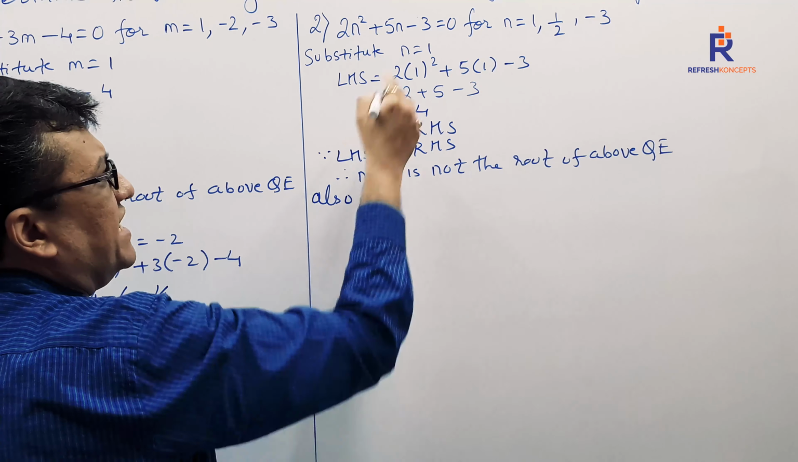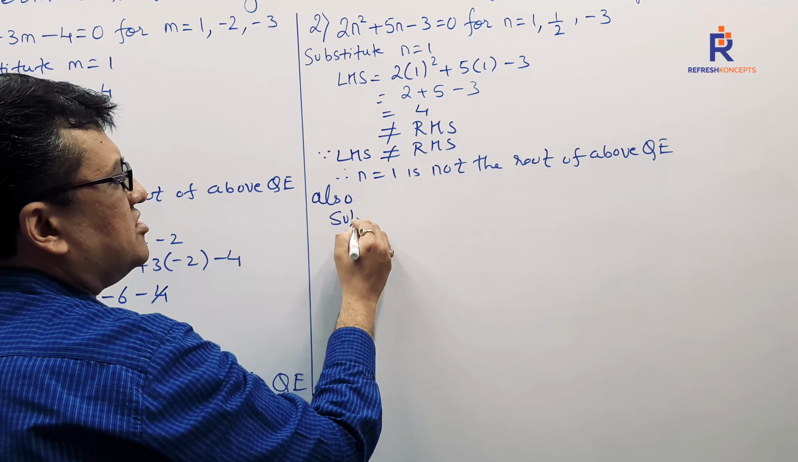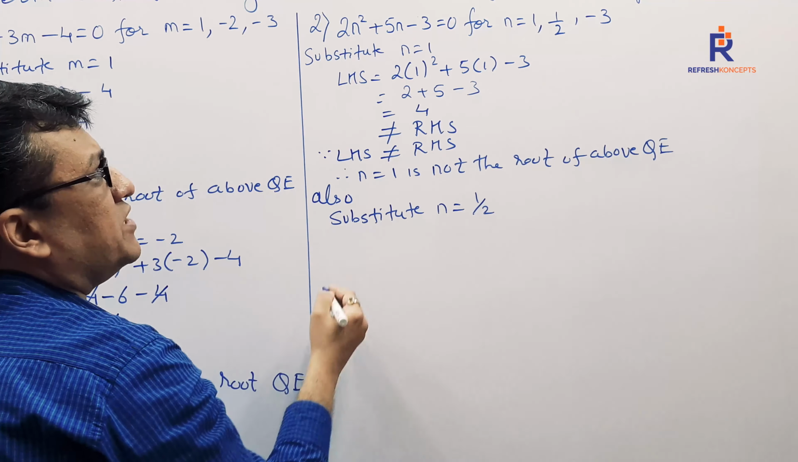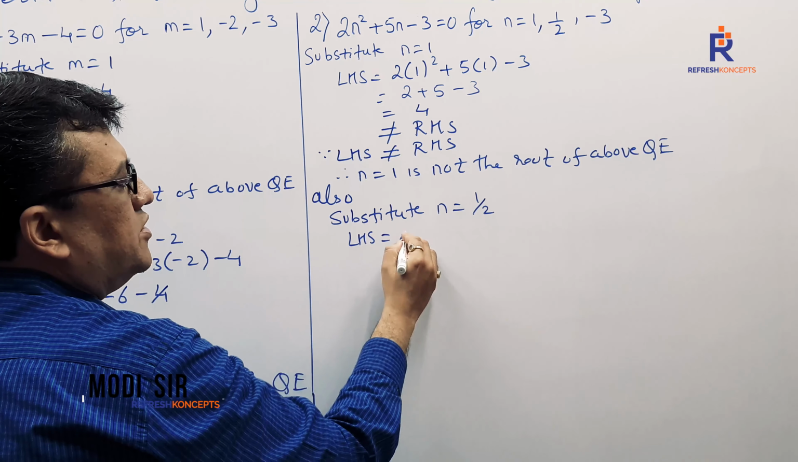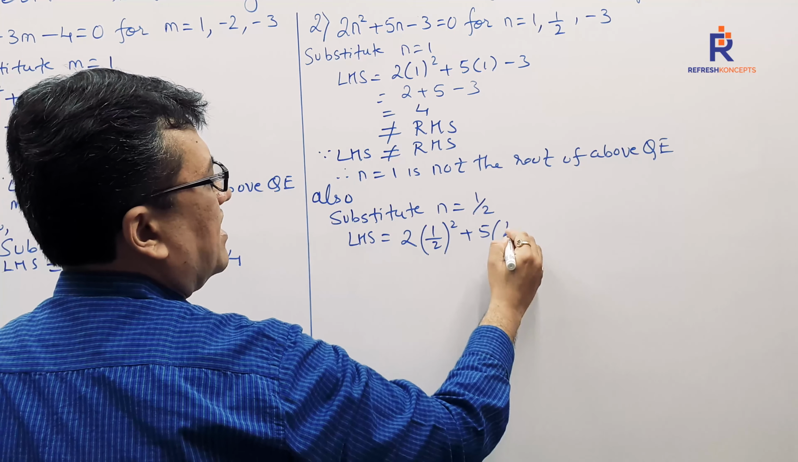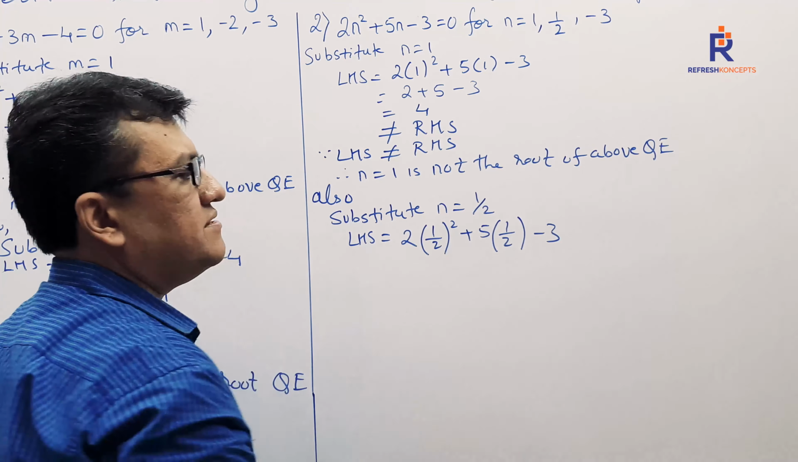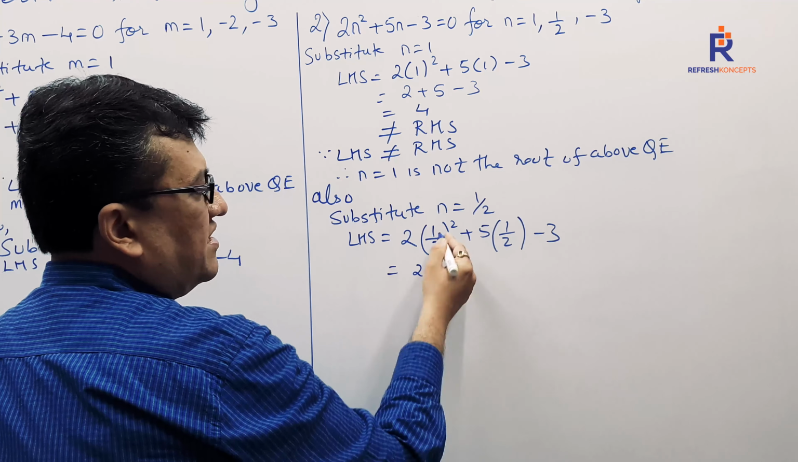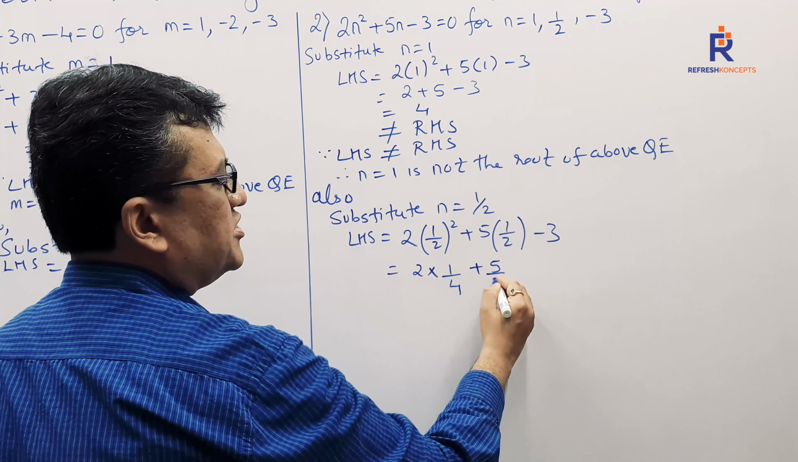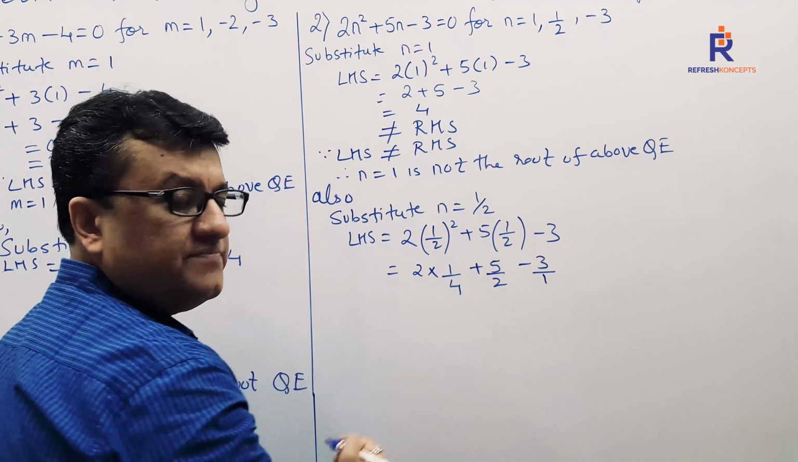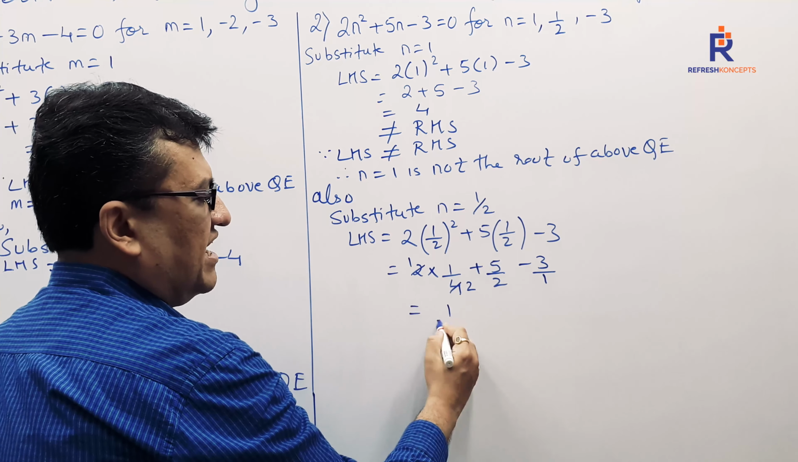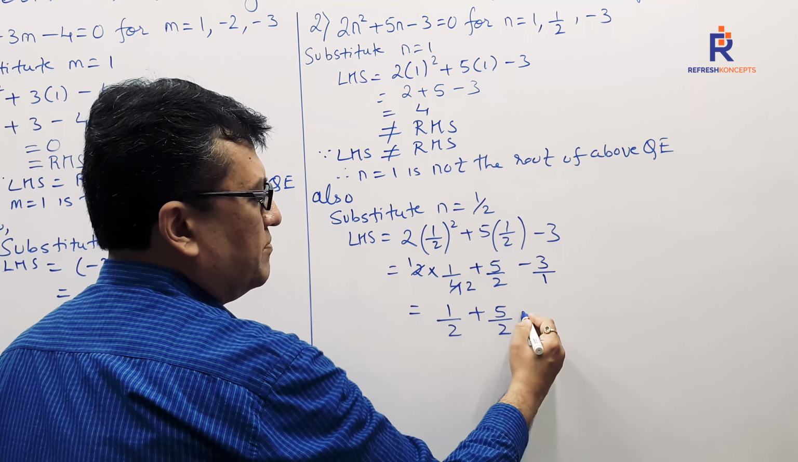Let's go and take the next one. n equals to half. Substitute. So what will my equation look like? LHS is 2 into n square, half square, plus 5 into half, minus 3. 2 into half square, 1 by 4, plus 5 ones are 5 by 2, minus 3 by 1. 2 ones are 2, 2 twos are 4. So I'm left with half plus 5 by 2 minus 3.